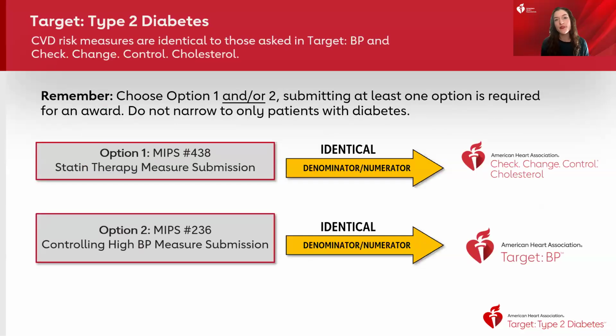And please remember that when we do ask for these additional measures as part of Target Type 2 Diabetes, we want you to continue to use the measure specifications. This means you do not need to narrow the denominator to patients with diabetes. You can just copy and paste from the other programs if you are participating, or follow the measure specifications if this is the only program that you're participating in.